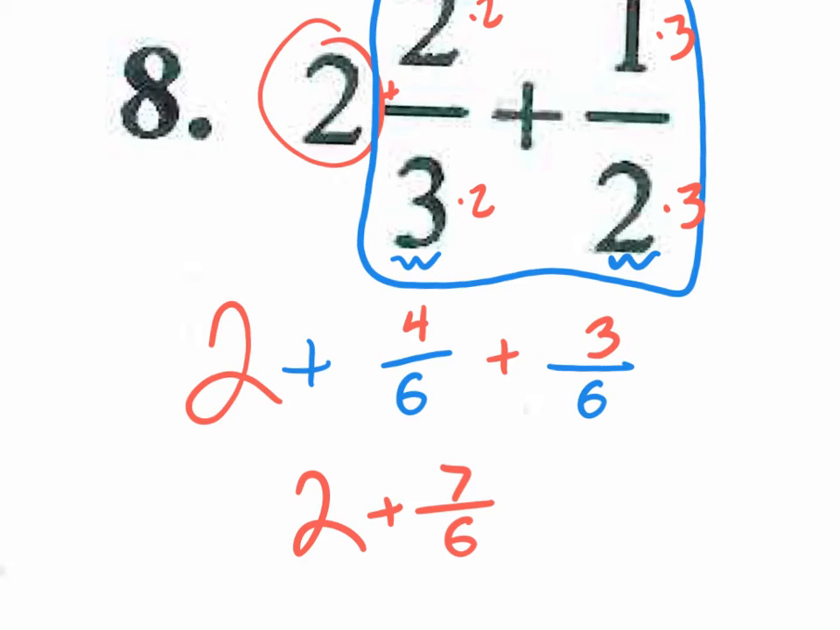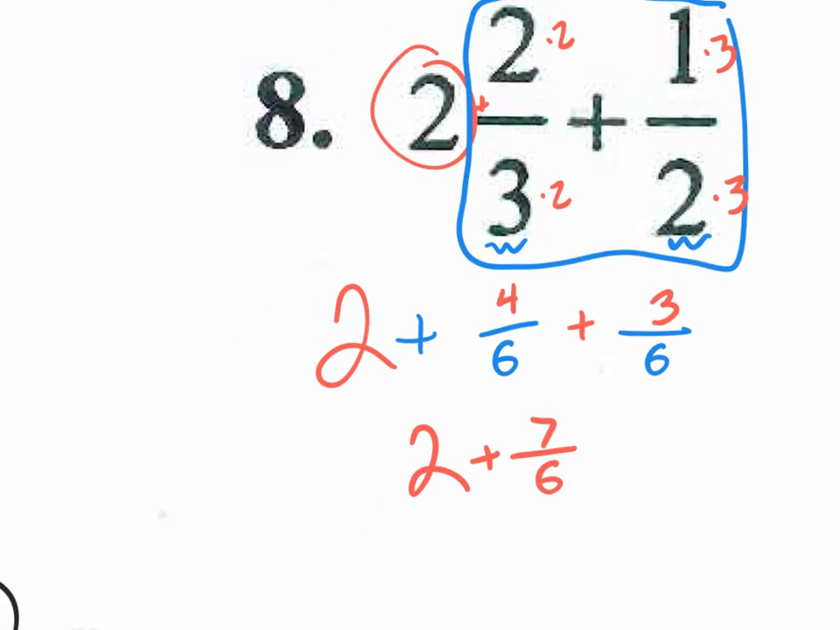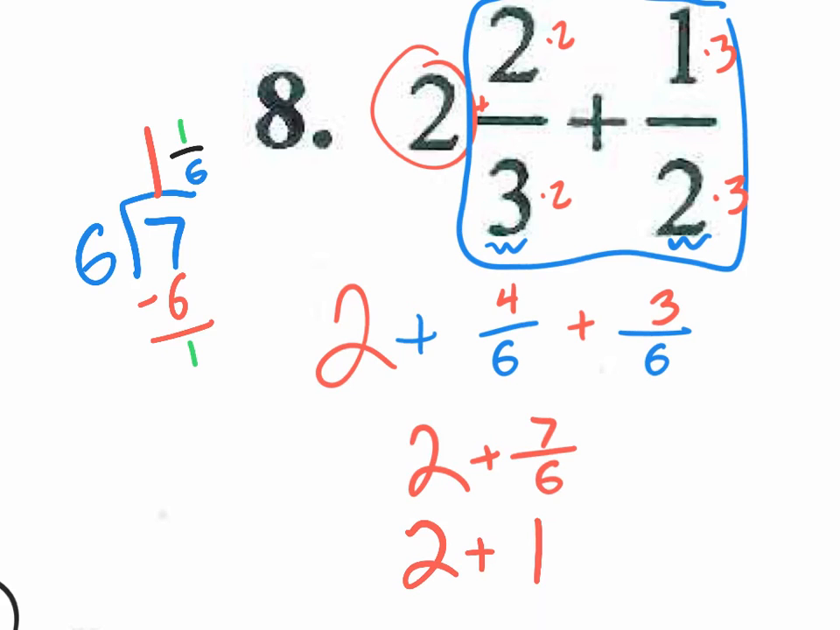So yeah, that 7/6 is an improper fraction. On the side, if I were to do 7 divided by 6, it'll go in one whole time. You'll have a remainder of 1, and you put it over the original divisor 6. So it's really 1 and 1/6. So I really have 2 plus 1 and 1/6. So what's my final answer going to be? 3 and 1/6.